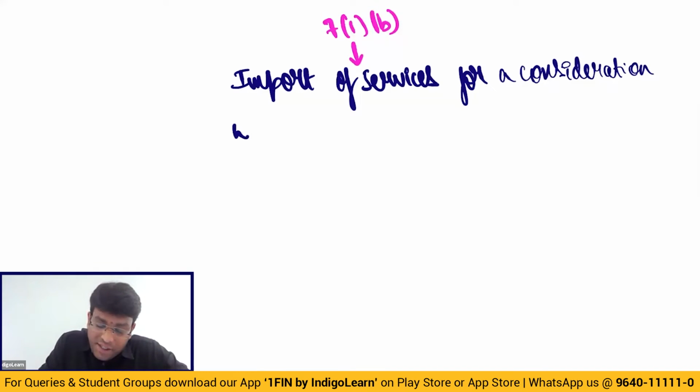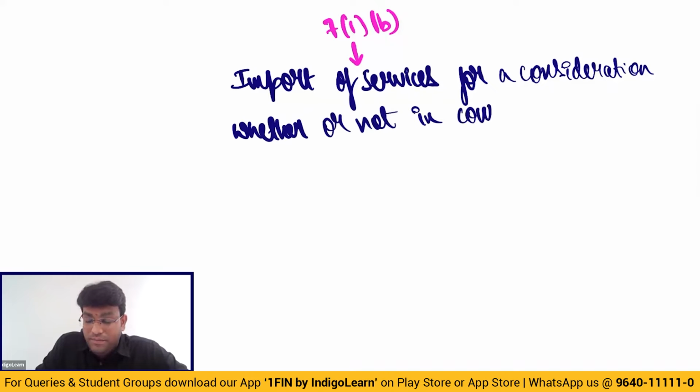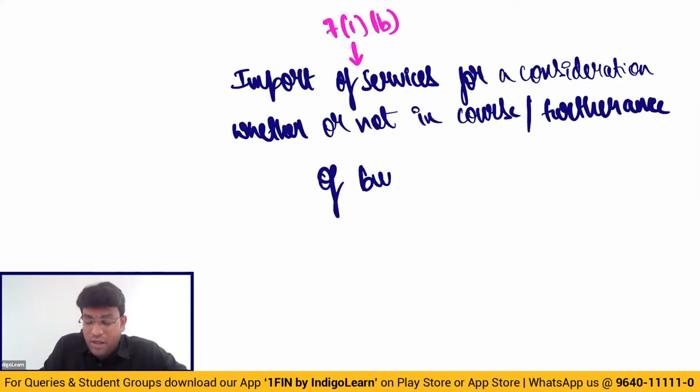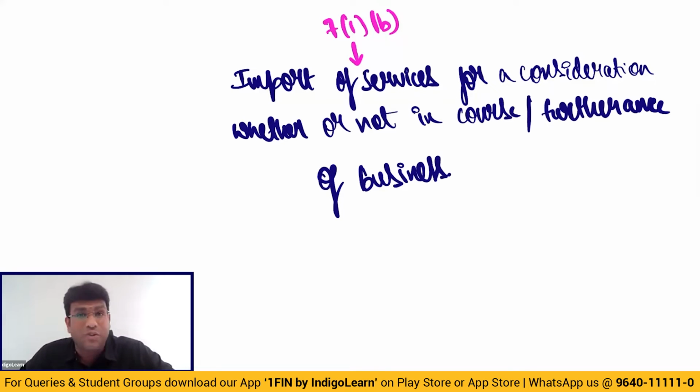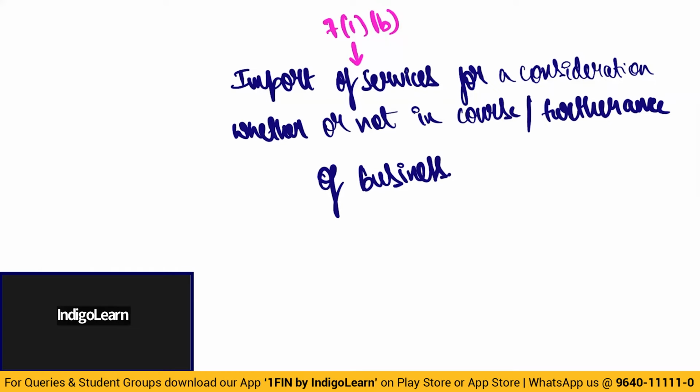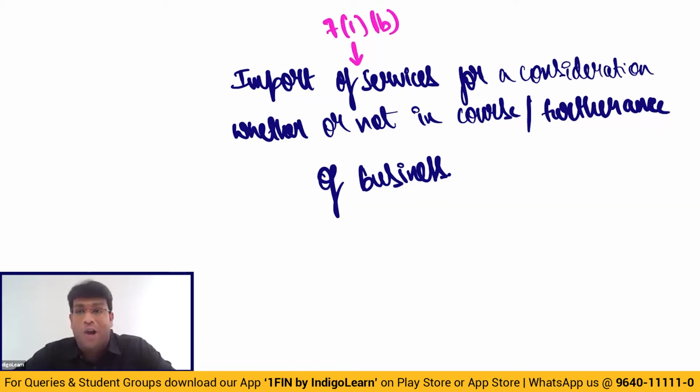Import of services for a consideration, whether or not in the course or furtherance of business. So whether we imported for business use or whether we imported for personal use, still it is regarded as supply, my dear friends. So what is that language we have just discussed? Import of what? Import of services. Import of services for a consideration, whether or not in the course or furtherance of business. So whether imported for business use or imported for personal use, still it becomes a supply. You're getting my point, everybody?